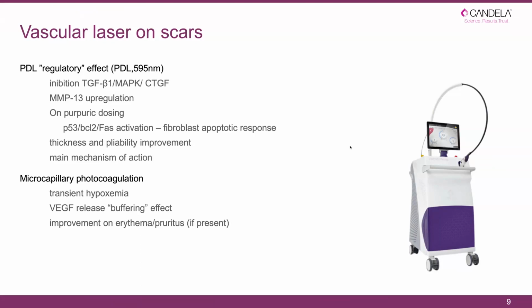After that, we have another mechanism that is the photocoagulation of the microcapillaries that are present on the scars. Basically, we are inducing a transient hypoxemia that leads to a VEGF release buffering effect. This action also leads to an improvement in erythema and in pruritus if it is present on this scar. Next slide.